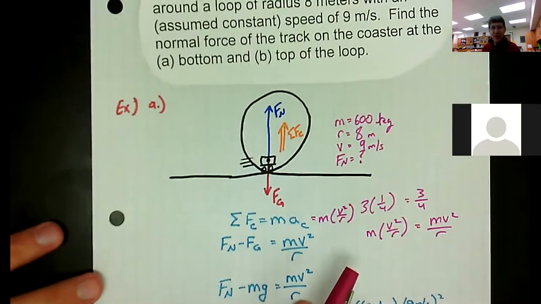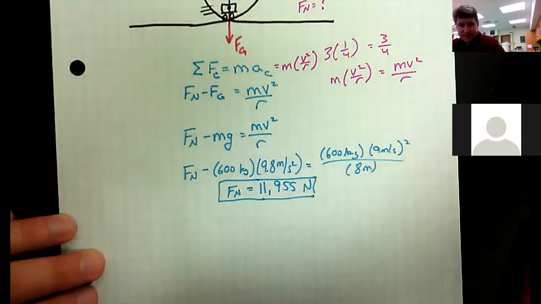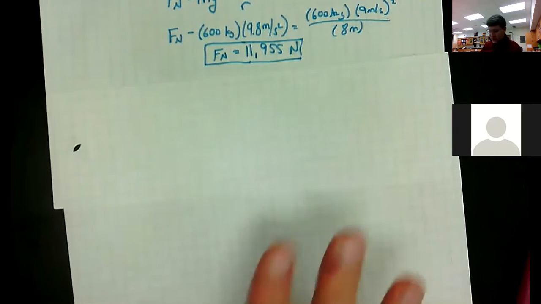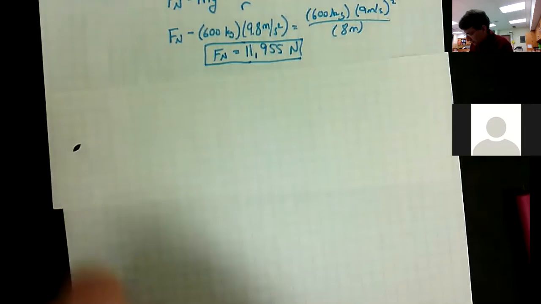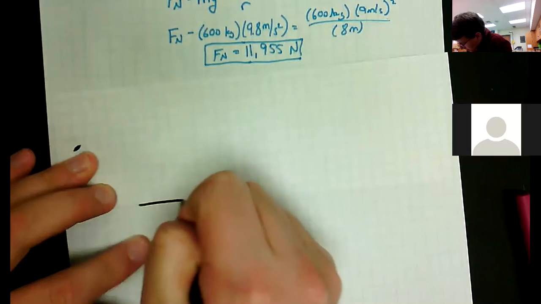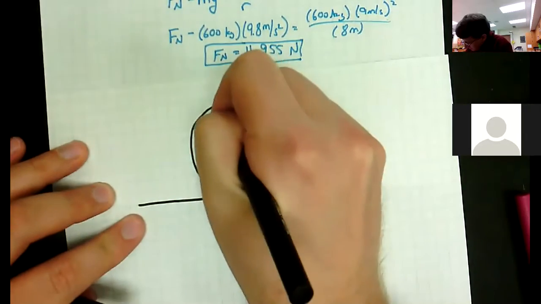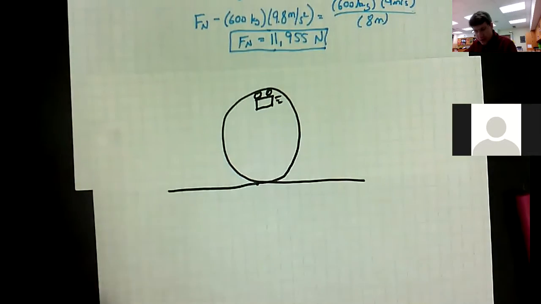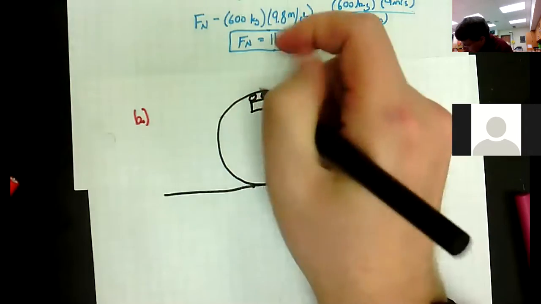So there's that. Now let's look at part B. It's going to ask, okay, what changes if now I'm at the top of the track? So I'm going to redraw a picture here, but now we're still going 8 meters per second, but we're doing it at the top of the track now. So now I'm going this way. I'm at the top.